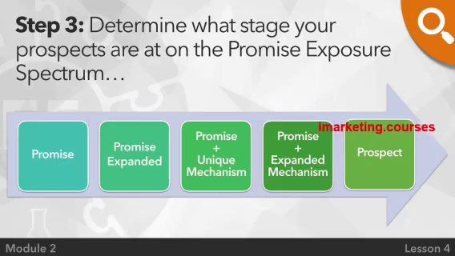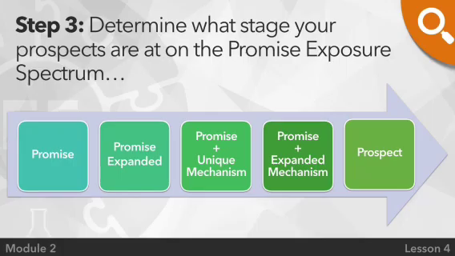Now, one of the questions that I get asked all the time, actually, let me take a step back and say this. So first, your market is in the first stage if your promise has not been made yet. If your promise has not been made yet, you are in stage one. Your market is in stage one of the promise exposure spectrum. Stage two is your promise has been made already, but it hasn't been expanded on by competitors. Stage three, your promise has been expanded already, but has not been presented with your mechanism, right? So if it's not been presented with your mechanism, that means you have a unique mechanism, right?